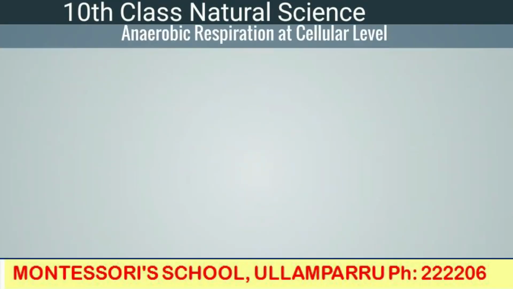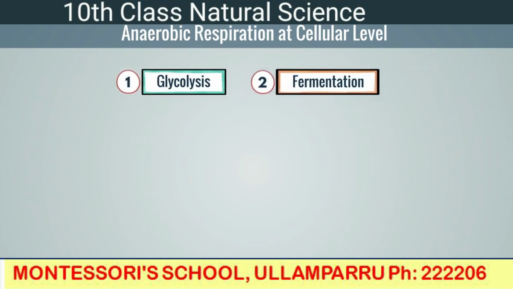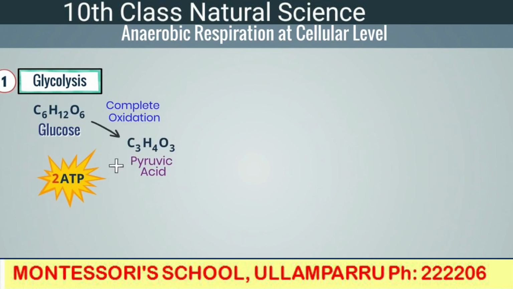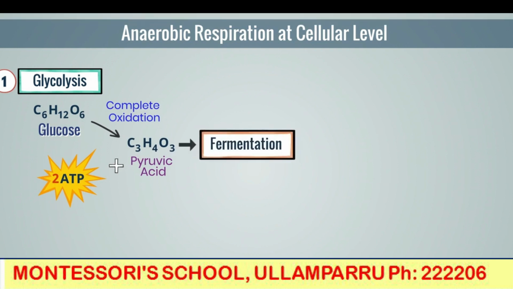The two main steps in anaerobic respiration are glycolysis and fermentation. In glycolysis, glucose is partially oxidized into pyruvic acid, producing 2 ATP molecules. The second step is fermentation. It takes place in different ways.